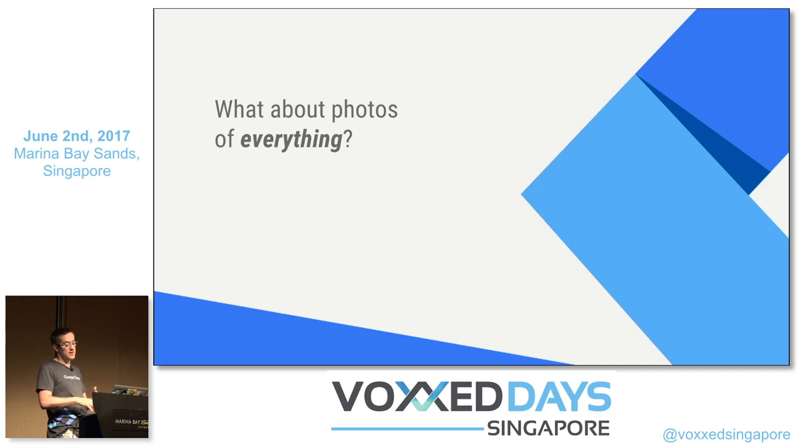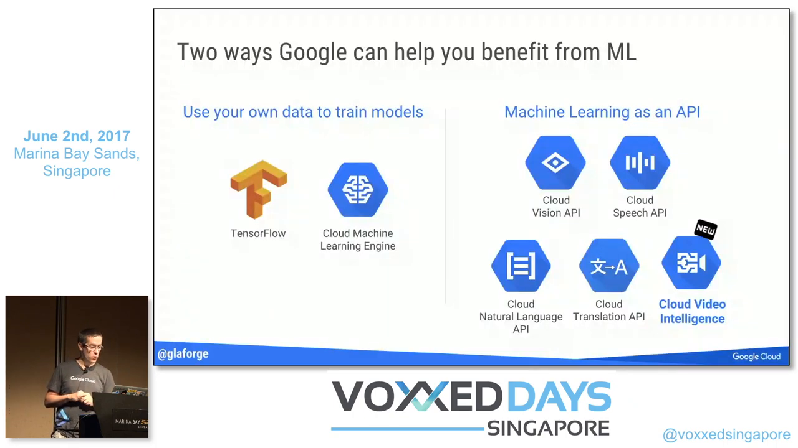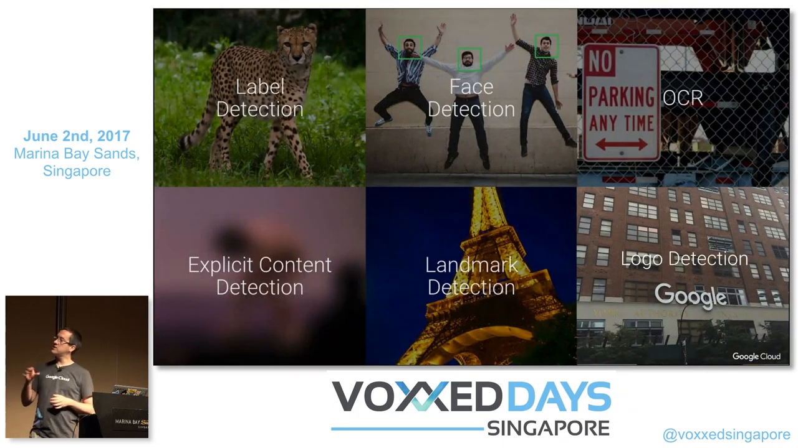So this is an example with pictures, but how to do that with other things, with video, with audio, with text, etc.? That's where we have pre-trained models, models which are bundled in the form of APIs that you can use with a REST interface or via some SDK in different languages. So we'll have a look at those various APIs. So the Vision API. There are many features which are supported: label detection, so you can see, okay, that's a cheetah in that picture; face detection, find the faces in the pictures; text detection, so it's going to recognize what's written on the sign; explicit content, so I didn't put a picture of explicit content; landmark detection to see, okay, this is the Eiffel Tower; logo detection, etc.